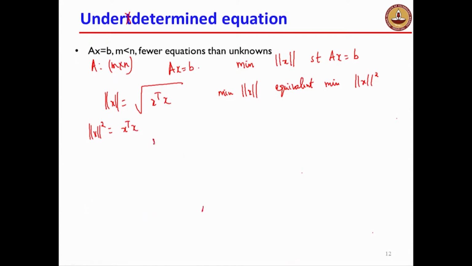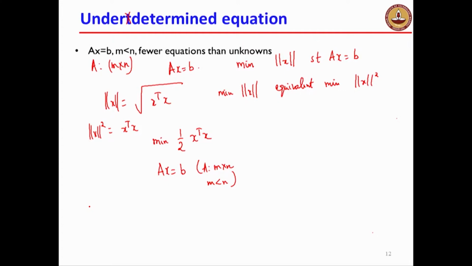So I am going to minimize x transpose x. Again, just for purposes of making it nicer, because if you recall I said I don't want the half factor to come later on, I will just put a half over here, it does not matter. I want to minimize x transpose x subject to Ax equal to b, where A is of size m cross n and m is smaller than n in this case.